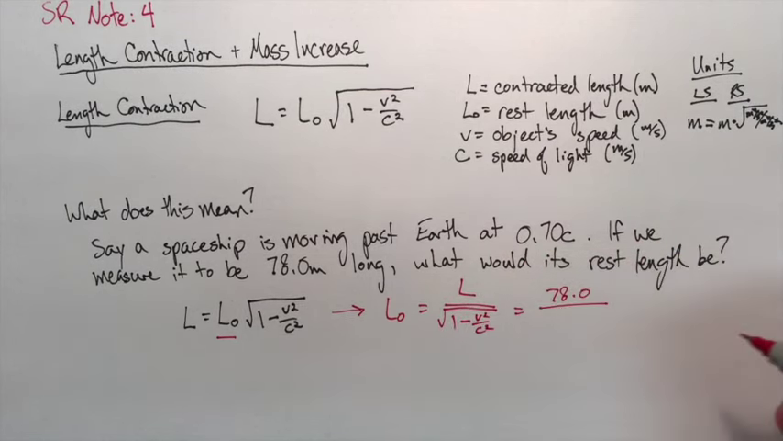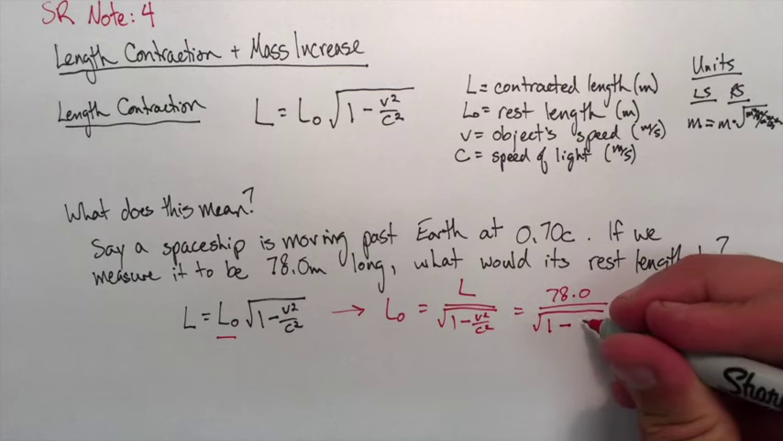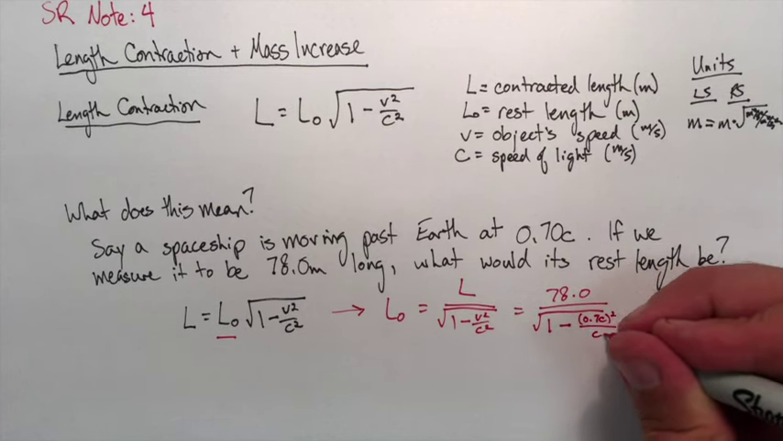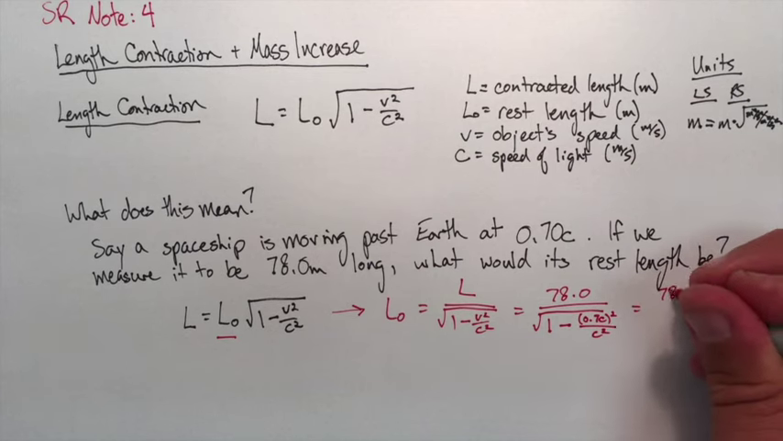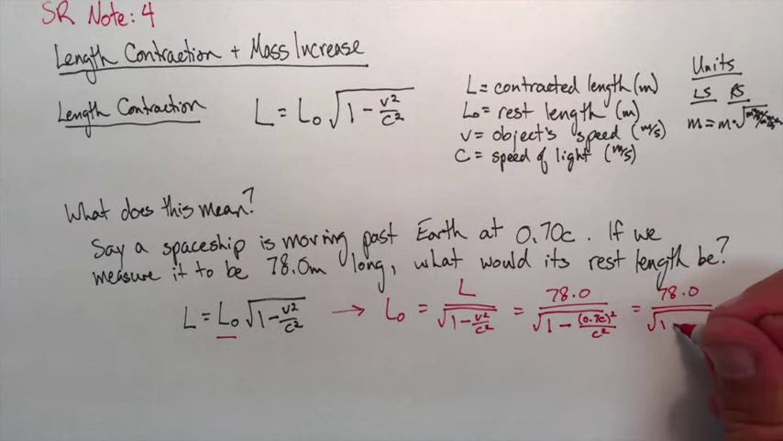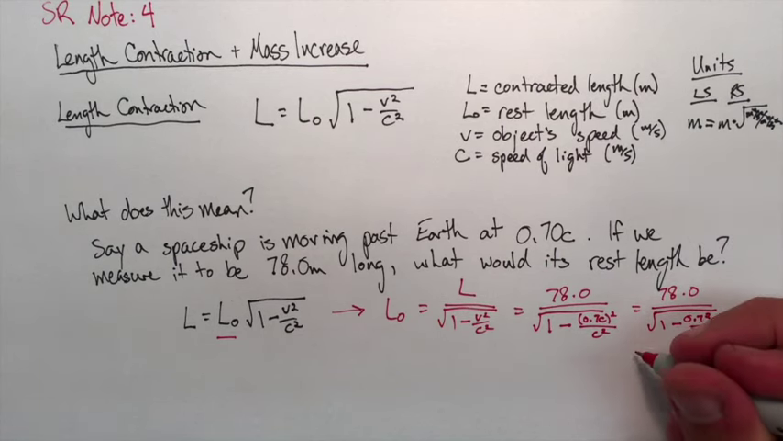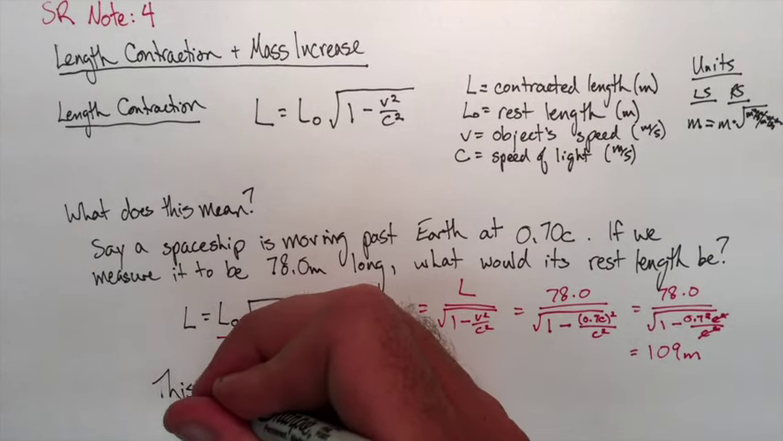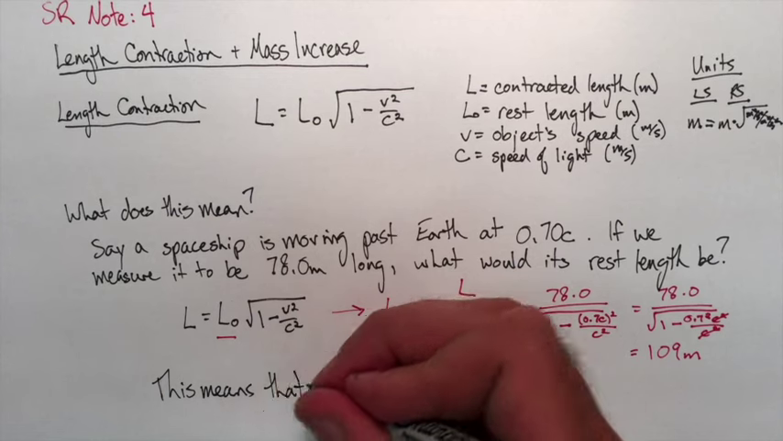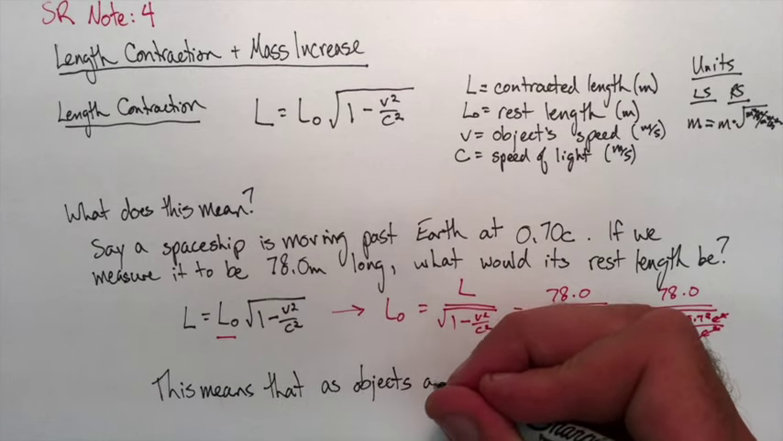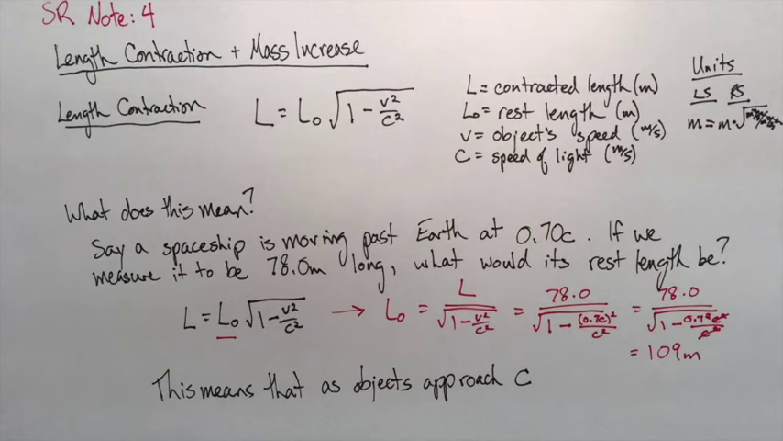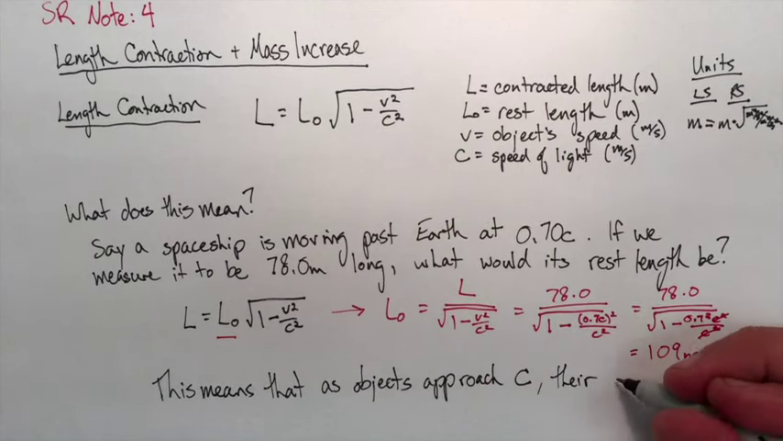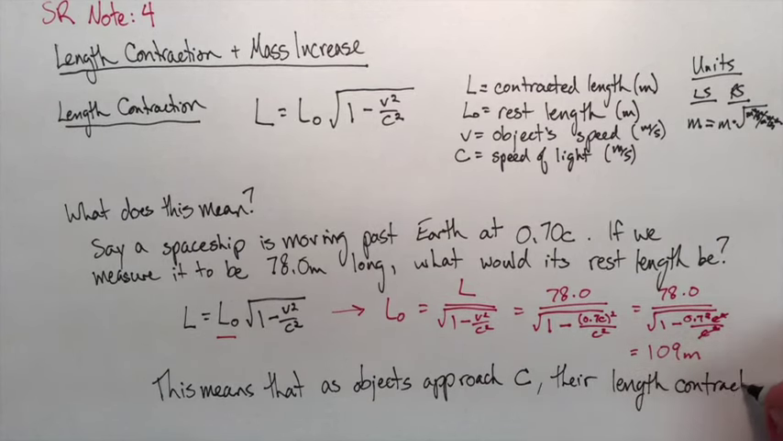Let's insert our numbers: 78 divided by the root of 1 subtract (0.7 c) squared over c squared. When you expand that square, remember that the exponent of 2 has to be applied to the 0.7 and the c squared, allowing the c's to cancel. Doing the calculation, we get 109 meters. So this means that as objects speed up, their length contracts. Here the rest length was 109 versus the length when it was going quickly, which was 78.